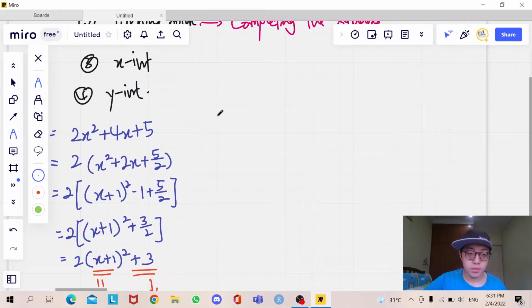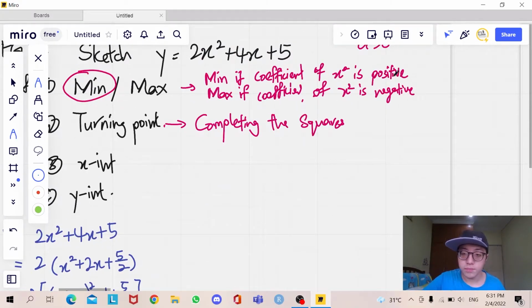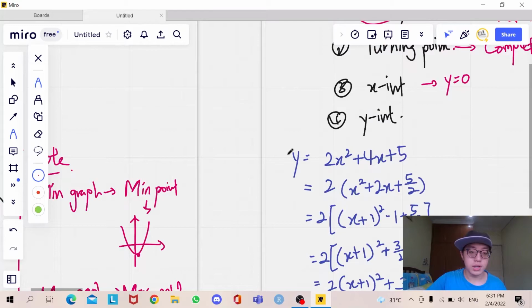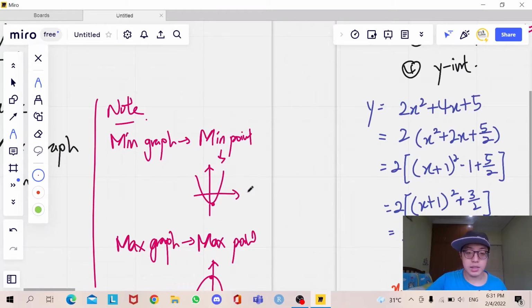Therefore, the turning point is negative 1 and 3. All right, so the next thing here, x-intercept. X-intercept can be found very easily by just y equals to 0, because from a graph here, as you can see, this is the x-axis.